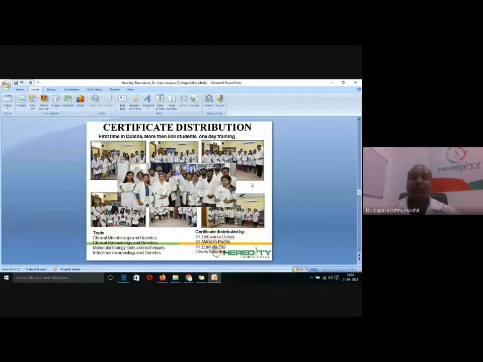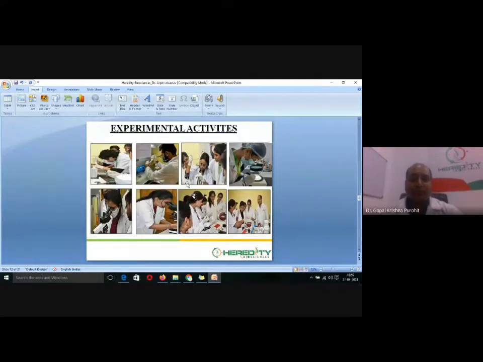We have tools and techniques of molecular biology, infectious molecular biology and genetics covered in the one-day program. Certificates were distributed by various scientists and professionals, given to the students. So this is the one-day program of experimental activities of the students. A few students are tested here.